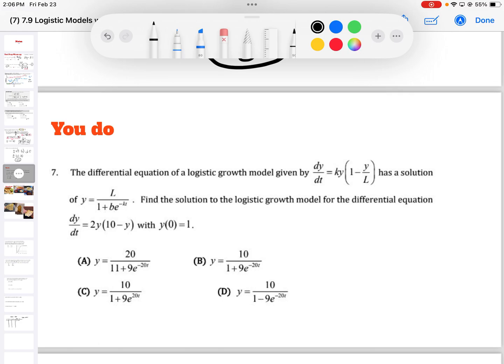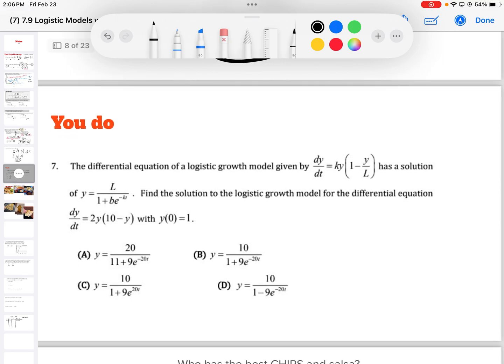Give you a little bit more time. Y'all are starting to get there. So is it... That's true. L is 10, I think, right? Okay. Make this look like this.